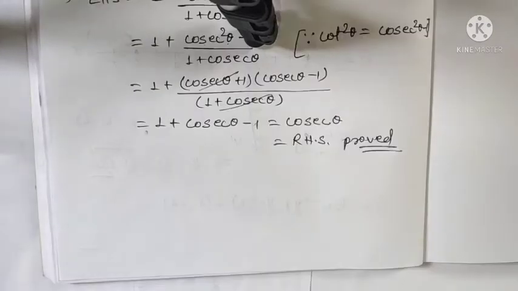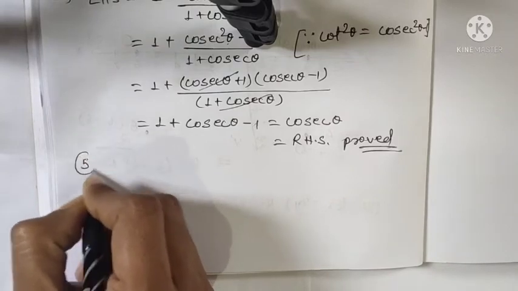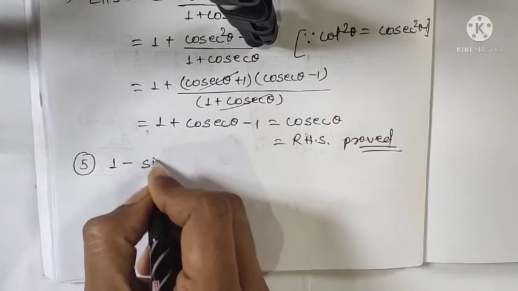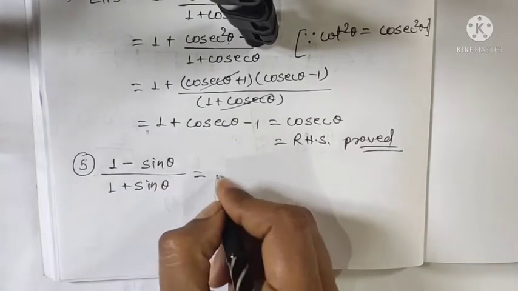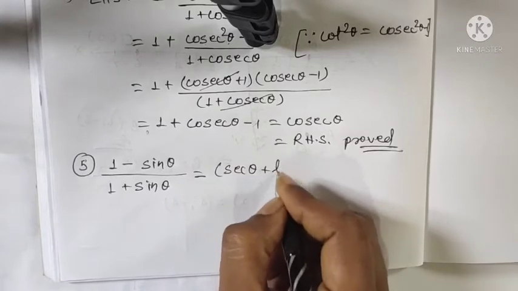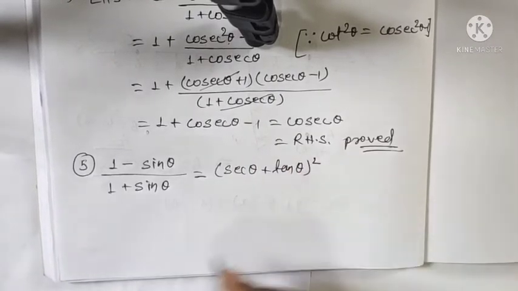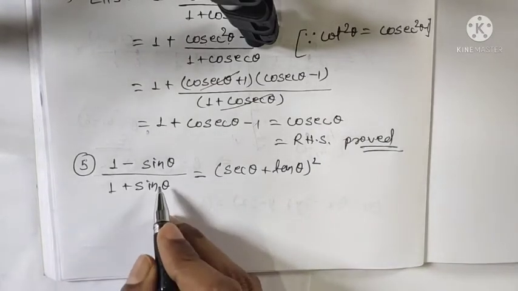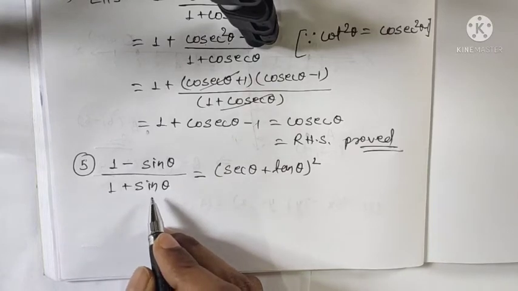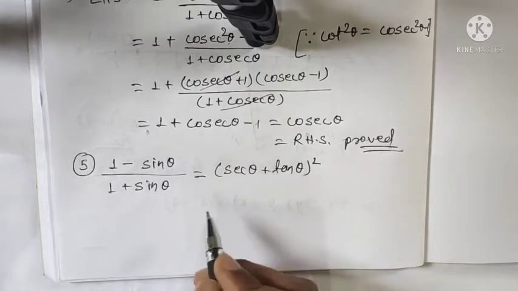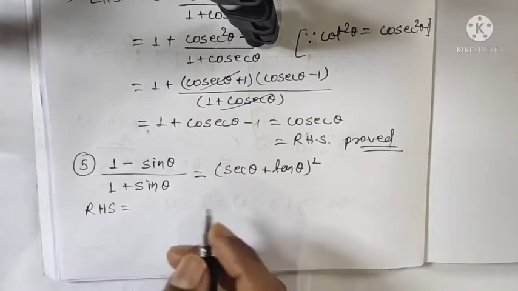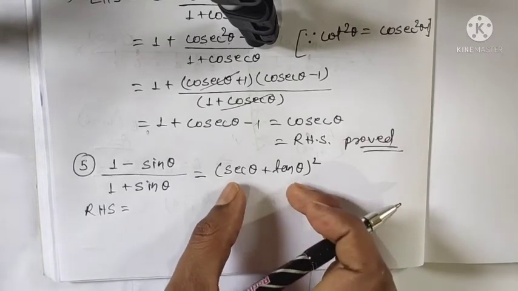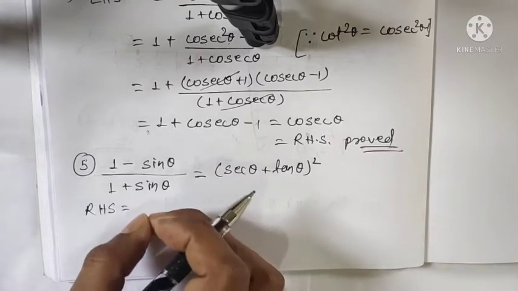Easy. Now question number 5. Question number 5 is 1 minus sin theta by 1 plus sin theta is equal to sec theta plus tan theta whole square. Okay. So we are going to solve here right hand side. We can solve it by taking LHS as well by rationalizing it, but for your convenience I am going to take right hand side. Now in this question we are trying to prove sec theta plus tan theta whole square is equal to 1 minus sin theta by 1 plus sin theta.